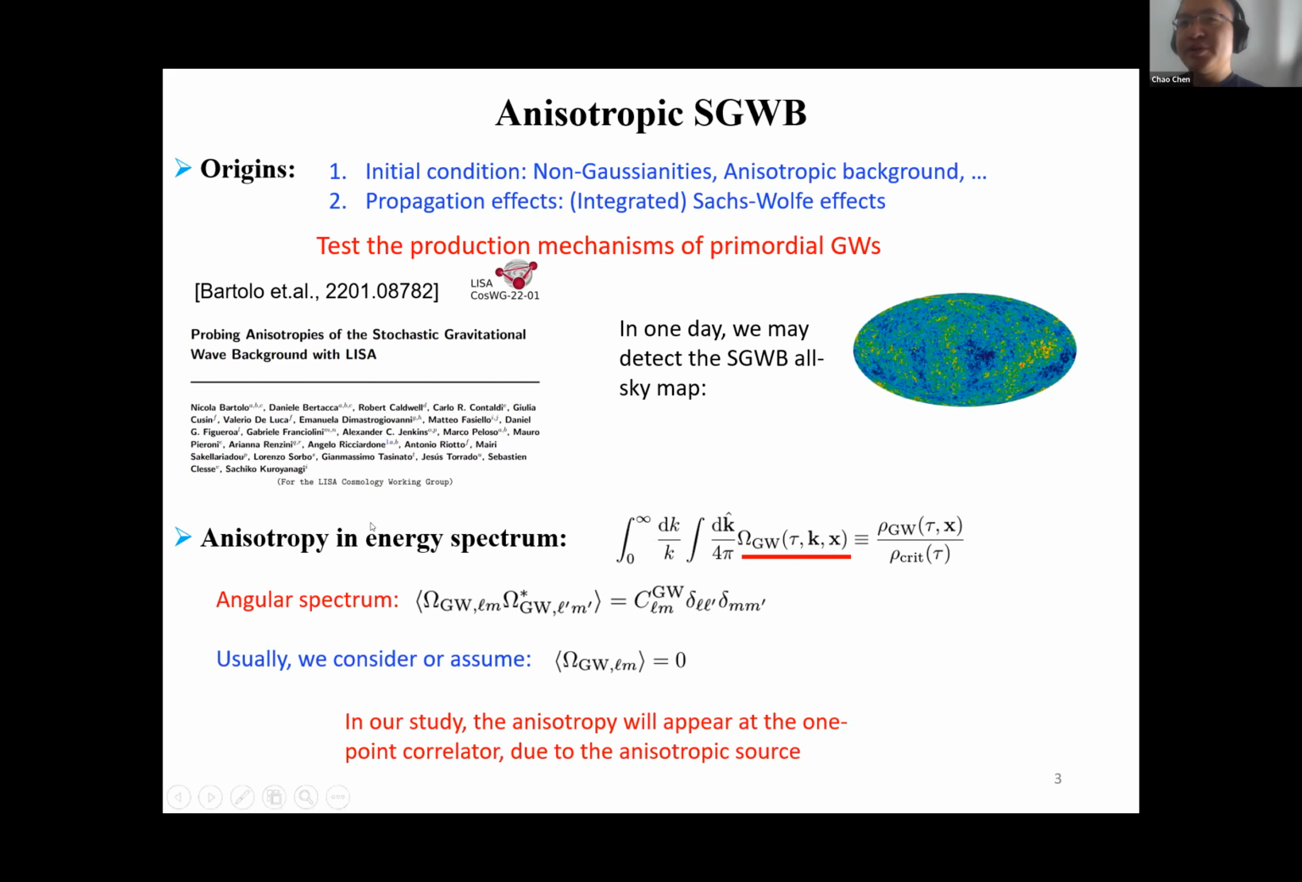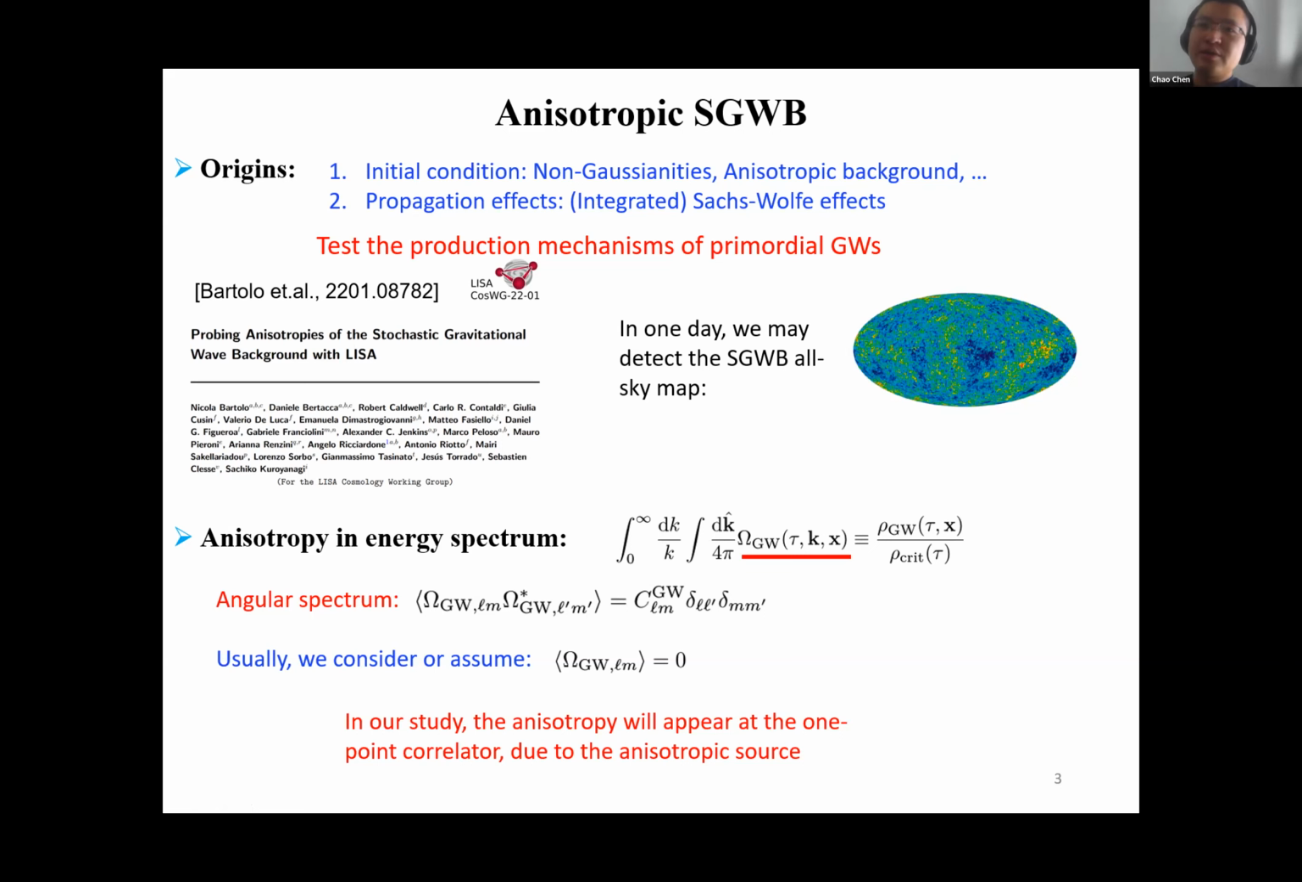Let's see how to describe the anisotropy for the SGWB. We usually use the energy spectrum, which is defined in this way. Usually for the isotropic gravitational wave, we integrate out this angular part. But here we have anisotropies. We have a preferred direction, so we have to retain this angular integral. Similar to the CMB treatments, we can also define the angular spectrum for the SGWB. These components are in terms of spherical harmonics, just like CMB photons.